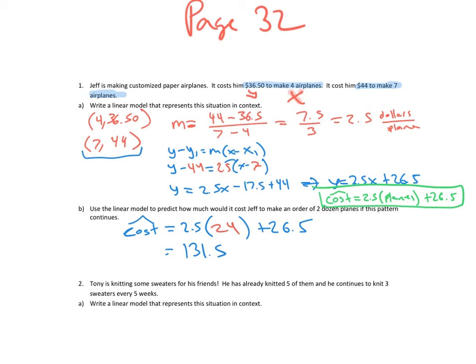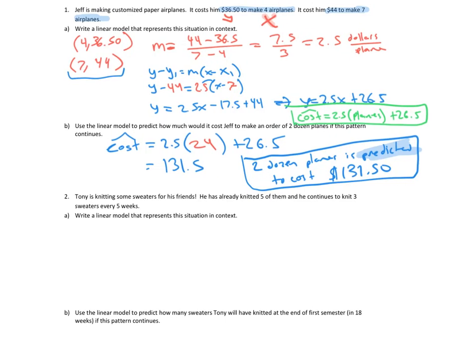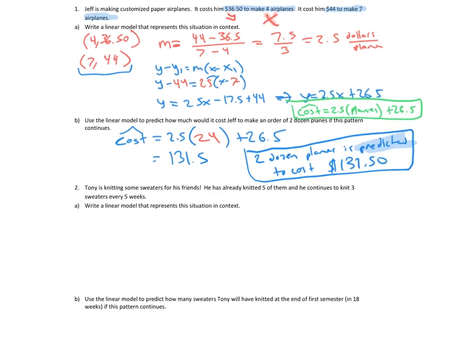So we are going to write a little sentence. 24 planes is predicted to cost $131.50. Okay, so we want to have a kind of summary of our answer there. And we need that word predicted, because that's a key part of what we're doing here: we're making predictions based on a model.